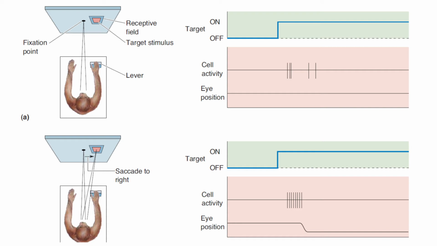And down there in pink color we can see the cell activity. So every vertical line is illustrating action potentials. So you can see action potentials, and down there in the horizontal line you can see that the eye is not moving. And then down there, while the stimulus is still on, there is an increase of action potentials, and the eye moves towards the stimulus. They make a saccade. This is what this figure is illustrating.